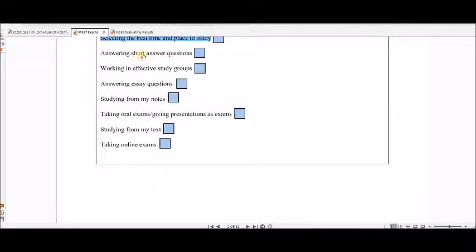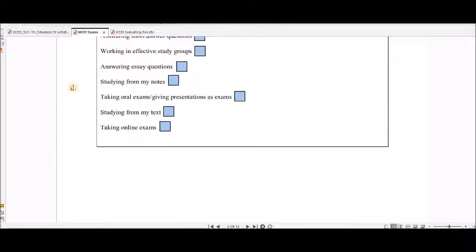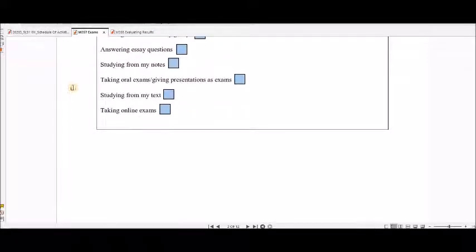Do you have trouble answering short answer questions? Do you have trouble working effectively in study groups? Oh, that's such a big thing. Do you have trouble answering essay questions? So short answer and essay questions are here. What can we do? Maybe a little strategy. What can we do to improve our essay question writing? That's where that Lab2OWL acronym can come in shortly. I'll show you. Do you have trouble studying from your notes? If you have trouble studying from your notes, what does that mean? What can we do? Well, maybe we're not taking good notes. That's a place to start.